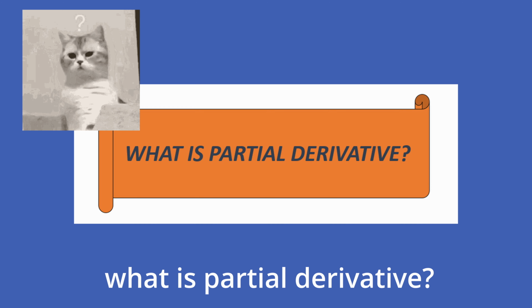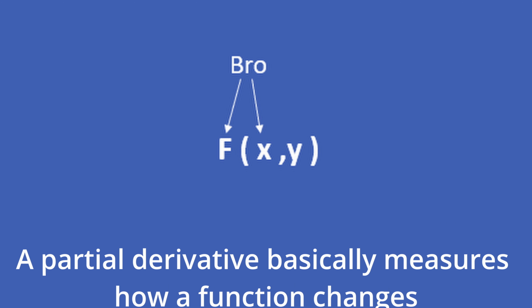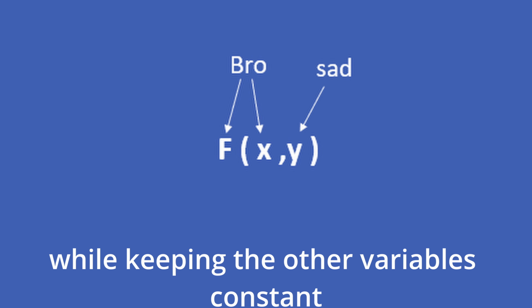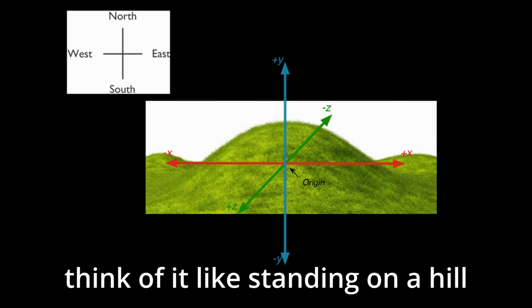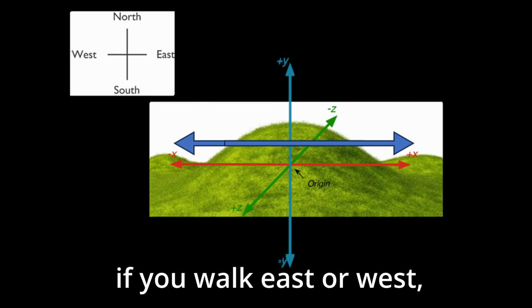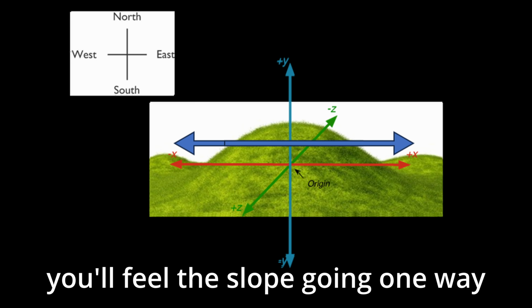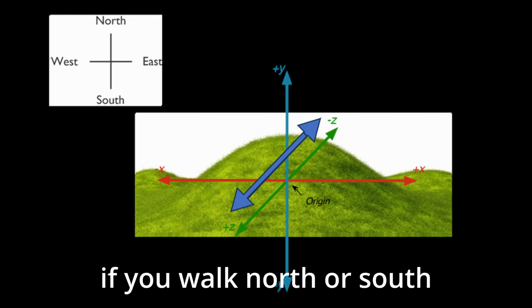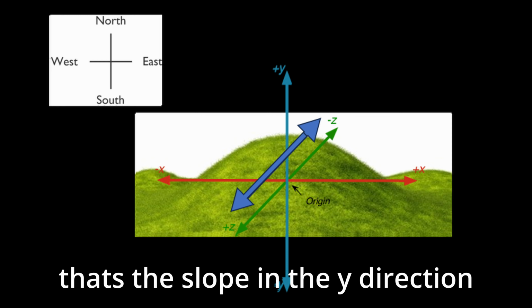What are partial derivatives? Okay, let's start simple. A partial derivative basically measures how a function changes when one variable changes, while keeping the other variables constant. Think of it like standing on a hill. If you walk straight east or west, you'll feel the slope going one way. That's the partial derivative with respect to x. If you walk north or south, that's the slope in the y direction. So partial derivatives are like checking how steep the hill is in one direction at a time.